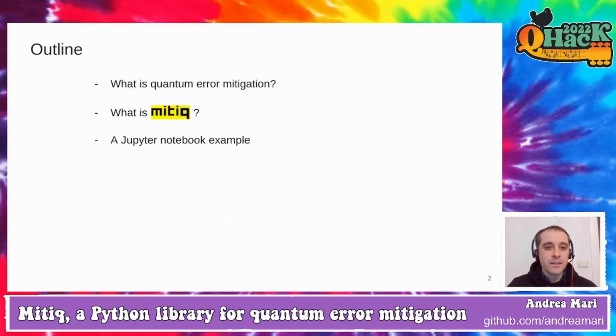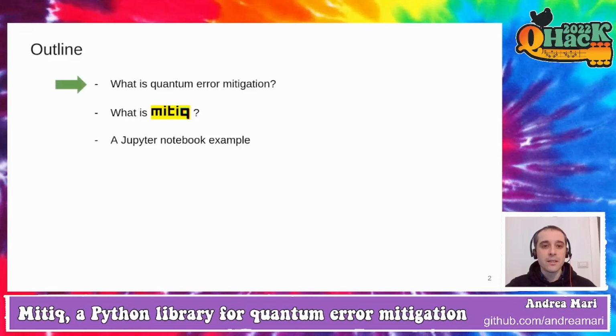This is a very simple outline of this presentation. The first thing that I want to do is to give an overview of what error mitigation is. After this, I will try to explain what Mitiq is from an abstract point of view, from a general workflow point of view, and we'll also focus a bit on zero-noise extrapolation. Finally, if there is time, I will give an example with a notebook.